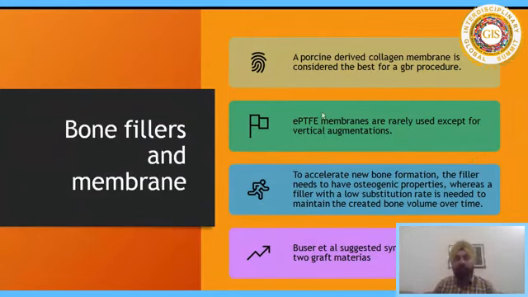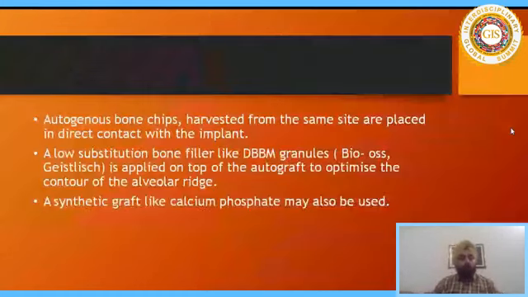Kusa et al. suggested synergistically combining two graft materials. So this is his concept. Autogenous bone chips harvested from the same site are placed in direct contact with the implant. Low substitution filler like DBBM is applied on top of the autograft. For patients who don't want to use a bovine material, you can also use a calcium phosphate.